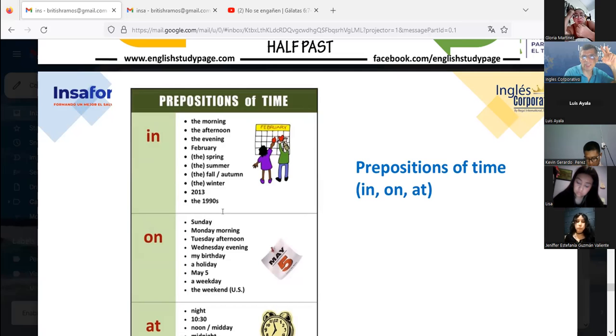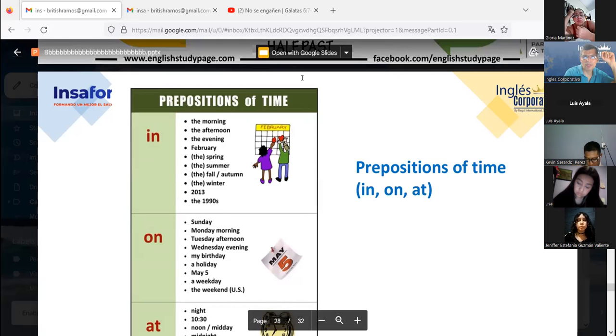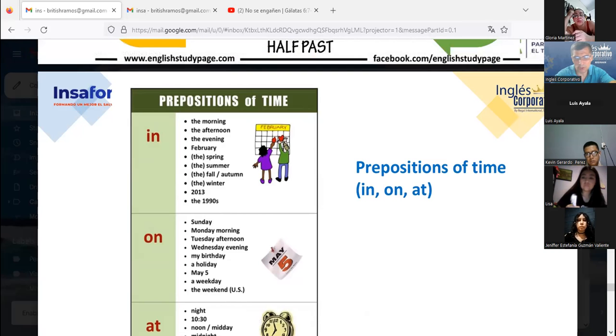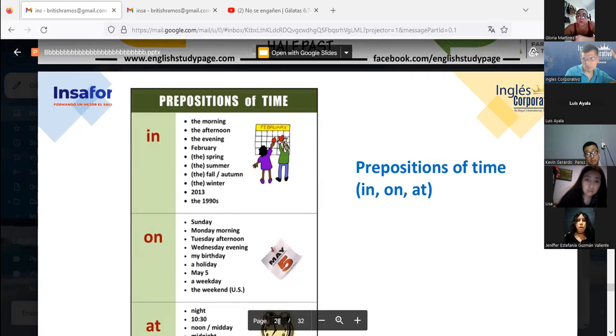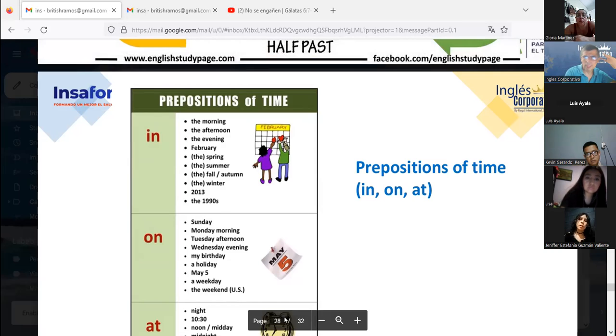Then you have in. Number one, parts of the day. Number two, months. In January, in December, in October, in August, etc.